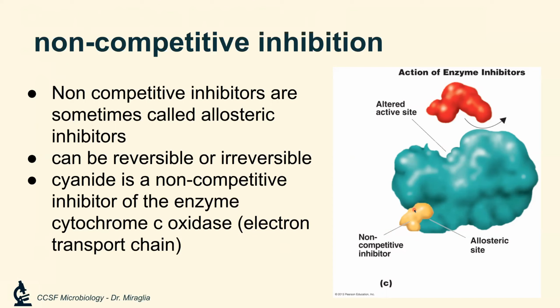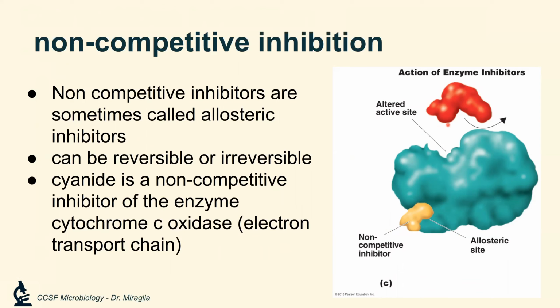When the allosteric inhibitor binds, it changes the three-dimensional shape of the enzyme, and now the substrate no longer fits. So it's a switch. It shuts off the enzyme by preventing it from binding substrate. Some non-competitive inhibitors are reversible, and some are irreversible. An example of an irreversible non-competitive inhibitor is cyanide.